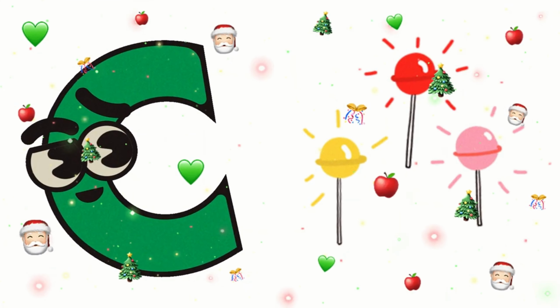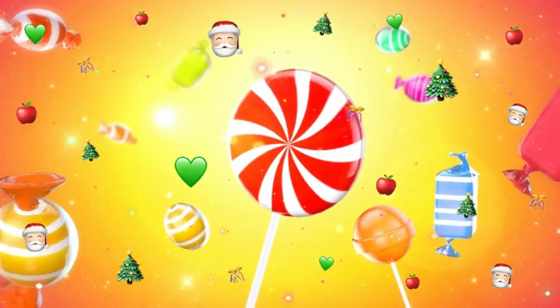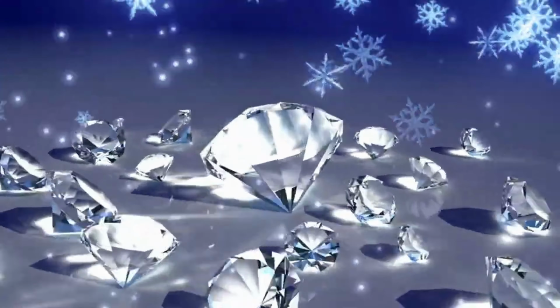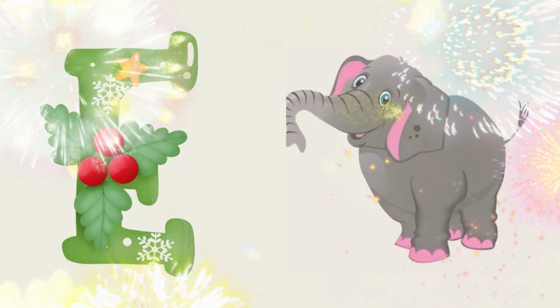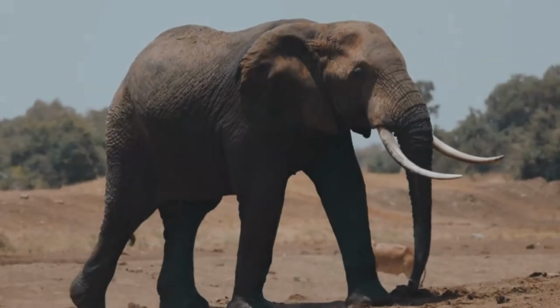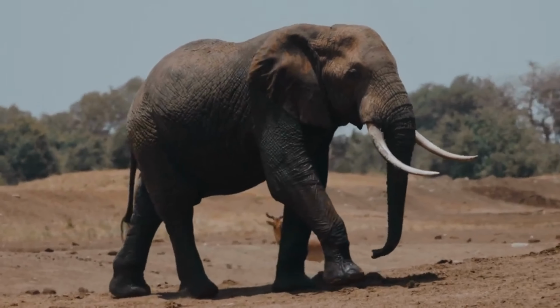candy. C, candy. D is for diamond, diamond. D, diamond. E is for elephant, elephant. E, elephant.